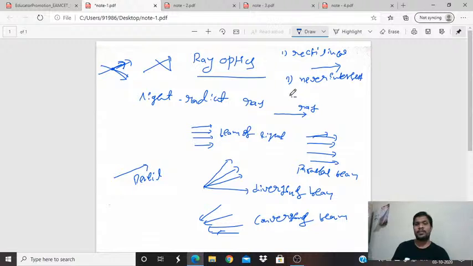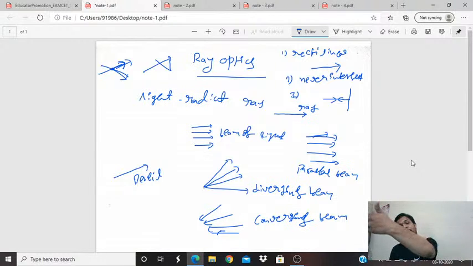And the third one is the law of reversibility. The law of reversibility means when light is incident normal to the surface, that is 90 degrees, it always comes back without any deviation. It comes back in the opposite direction. That is the law of reversibility. Understood? When light is incident normally on any surface, it comes back in the same path in the opposite direction.